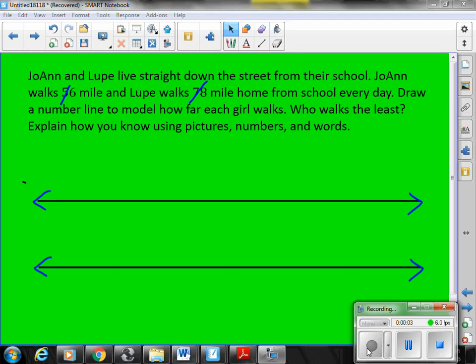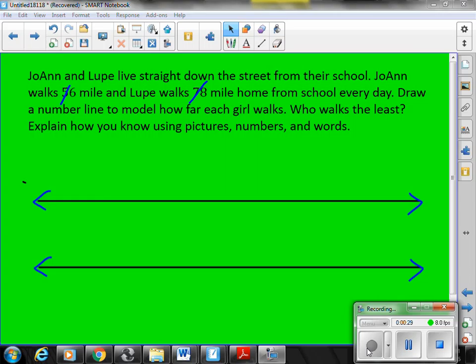Today we are talking about fractions on a number line, and we're going to do it through this word problem. It says Joanne and Lupe live straight down the street from their school. Joanne walks 5/6 of a mile and Lupe walks 7/8 of a mile home from school every day. Draw a number line to model how far each girl walks, who walks the least, and explain how you know using pictures, numbers, or words.